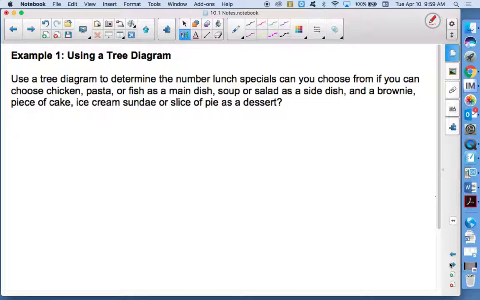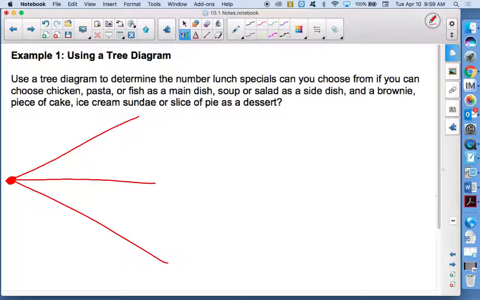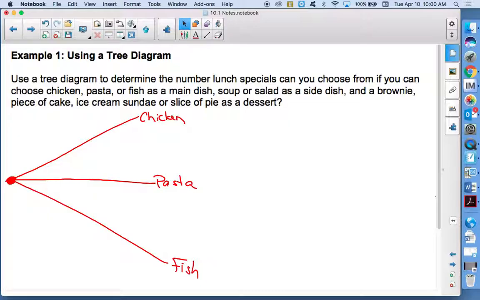So we're going to start with that. So I'm just making a little point here. This is my trunk. I know it's some crazy looking trunk. So from this, the tree diagram branches off with your 3 main course options. So main course options, we have chicken, pasta, or fish. Does anyone know how it would continue then? Virginia?